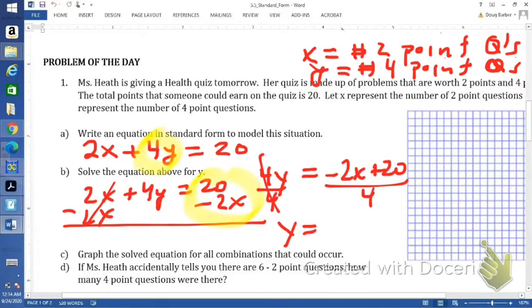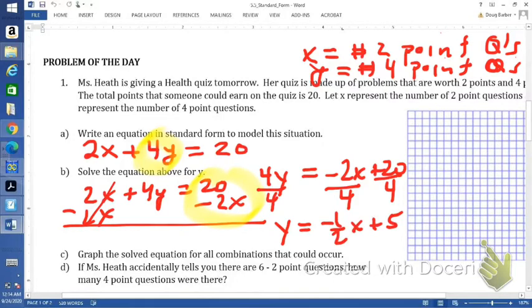So we have y equals, and I should rewrite this so you don't make this mistake. We have to divide the negative 2x by 4 and also the 20 by 4, so I'm going to separate it. We're left with y equals negative 1/2 x plus 5. Now here we have an equation written in slope-intercept form.